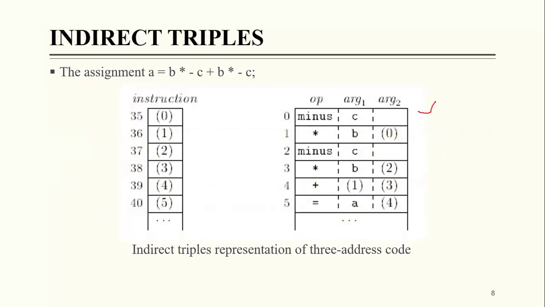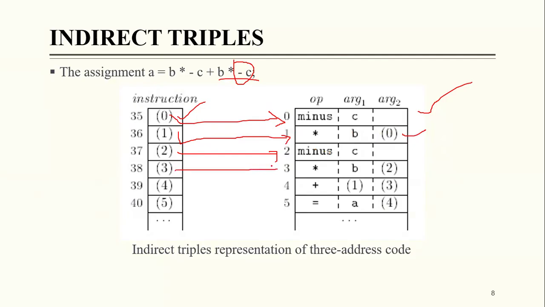We consider the same example, right? Instead, we are using the pointers. The zeroth position will get the minus C operation. The first position pointer will get B star minus C, right? These we have already explained recently. And the second pointer will get again the sub expression, that is, the second minus B minus C, second sub expression minus C. And the third pointer will get B star minus C, second sub expression. The fourth will get the summing up of two sub expressions. And finally, the fifth pointer will store the result of this expression into A.